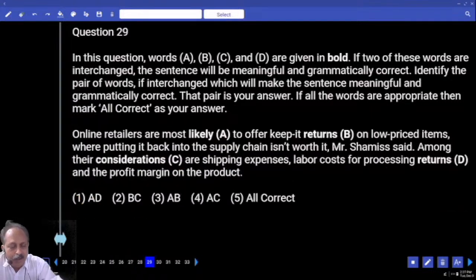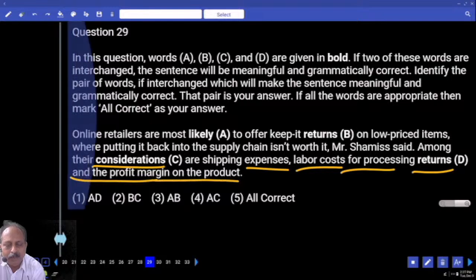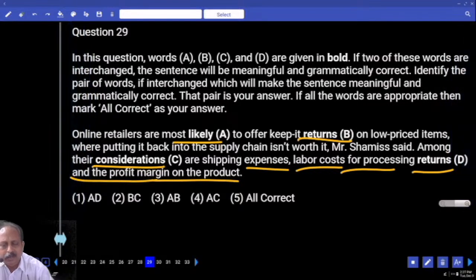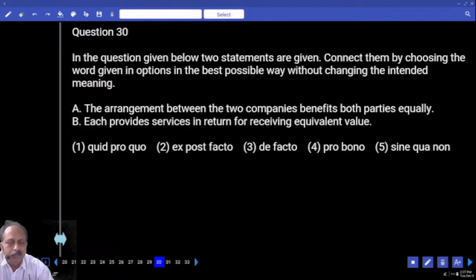Fine. Online retailers are most likely to offer keep it returns on low priced items where putting it back into the supply chain isn't worth it. Mr. Shamis said, among their considerations are shipping expenses, labor costs for processing returns, and the profit margin on the product. Anything wrong with any word? All words are in place. So what is the answer? Okay. What is this about?